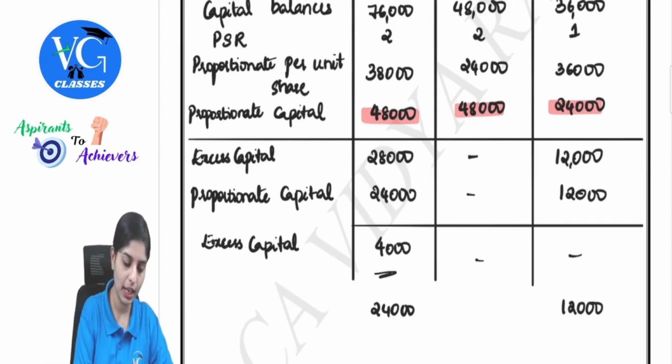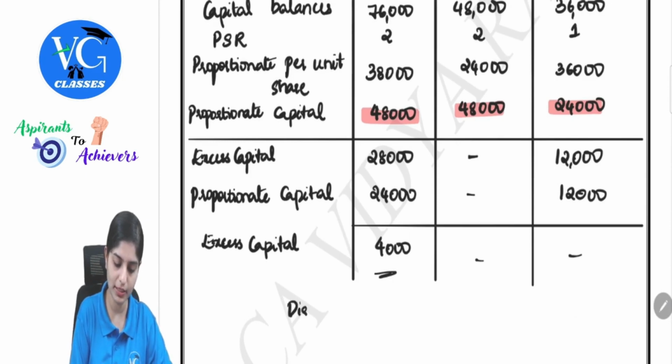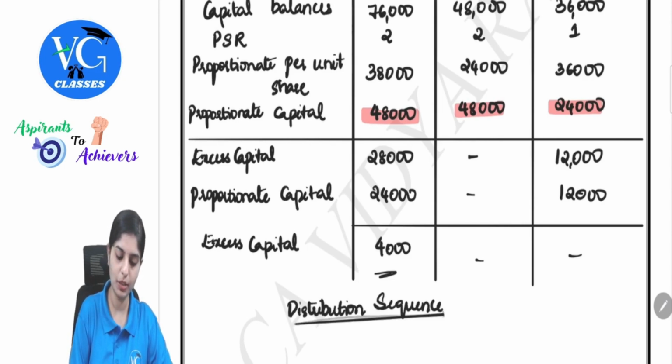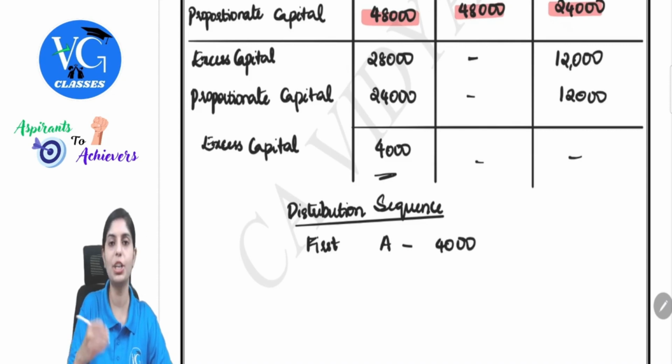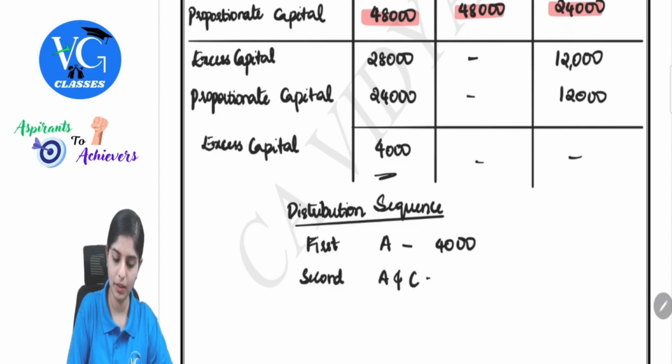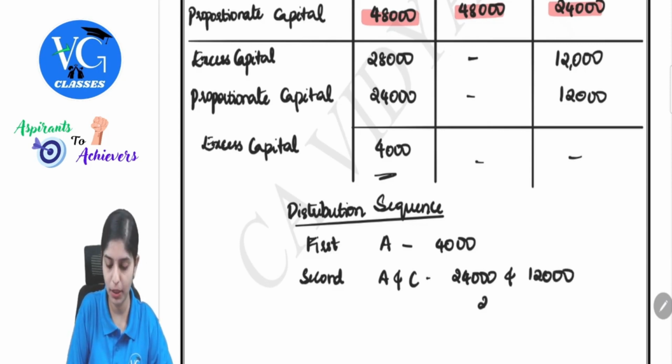So therefore, if I structure this in distribution sequence, first A 4,000, whatever is the due will be given. First installment, second installment for A and C in the proportion of 24,000 and 12,000. If I have to express this in ratio, this will be 2:1.